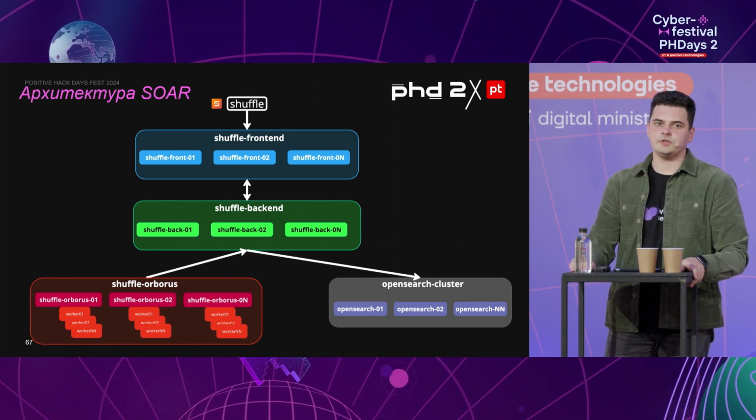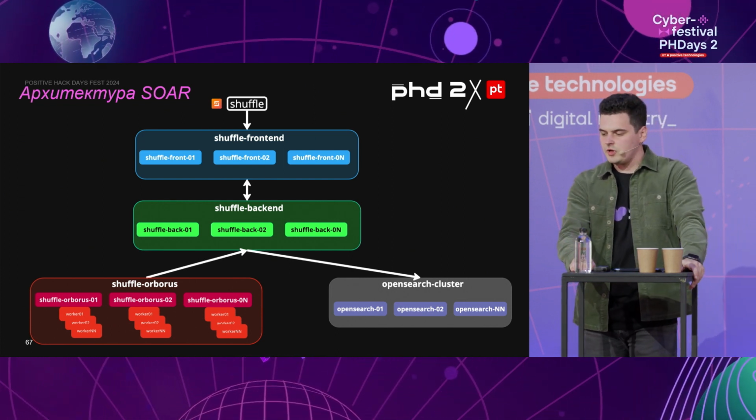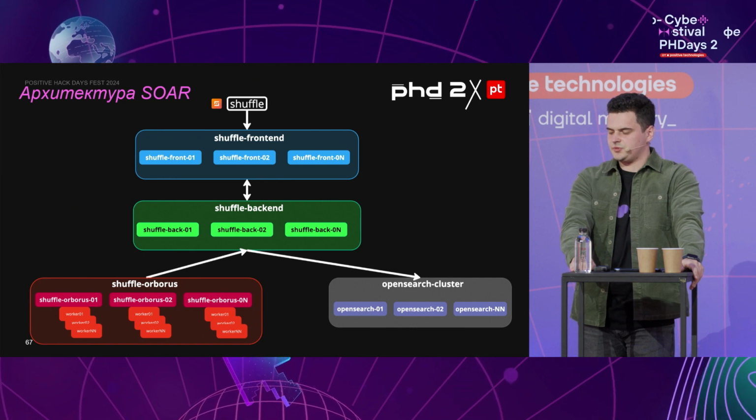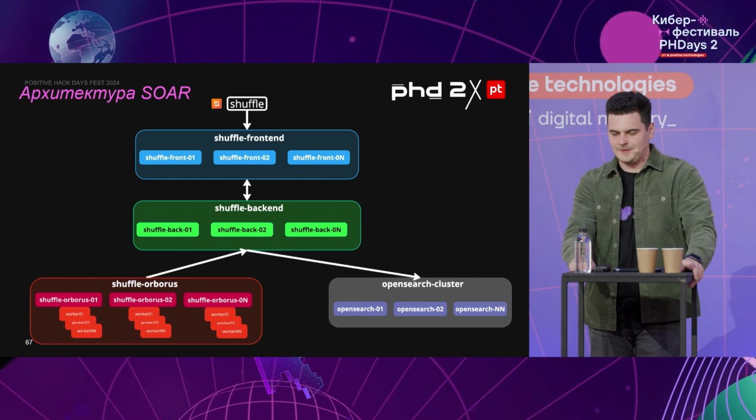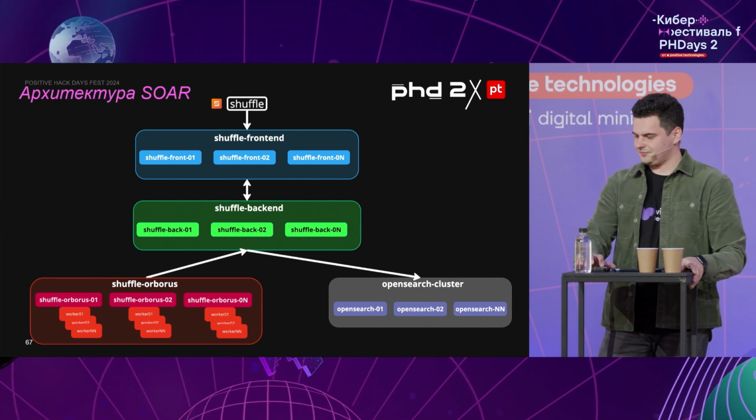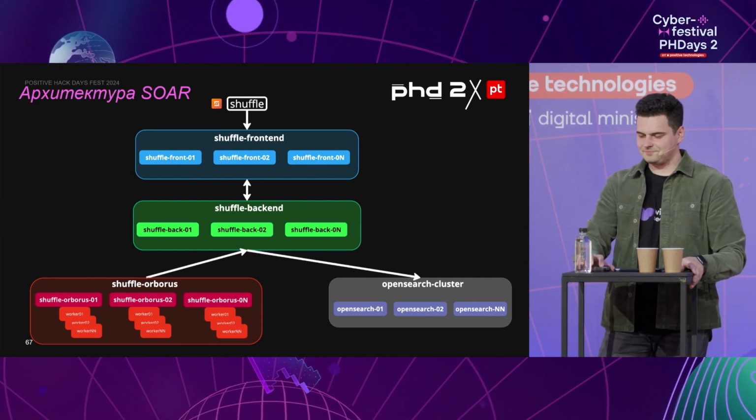So Orborus uses a schedule to go to the backend and see whether there are any tasks for performing the workflow. And thus, a Worker is launched that generates an app instance. And then magic happens.